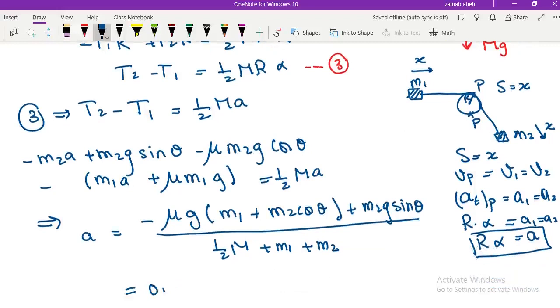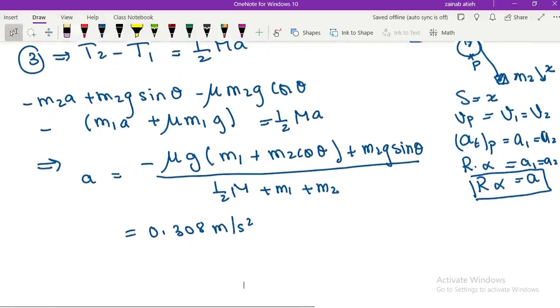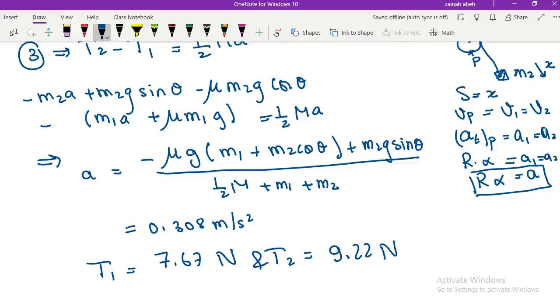هلا أنا حسبتها طلعت معي 0.308 meter per second squared. Once you know A فيكم تعرفوا T1 وال T2، بتعوضوا بالإيكويشنز 2 and 3، واحدة منهم فيها T1 والثانية فيها T2، so you will get T1. أنا حسبتهم, it's 7.67 Newton and T2 it's equal to 9.22 Newton and this is the way we find our answer.